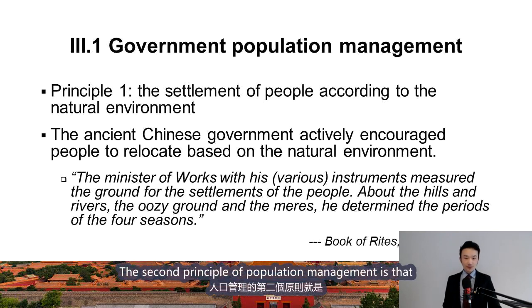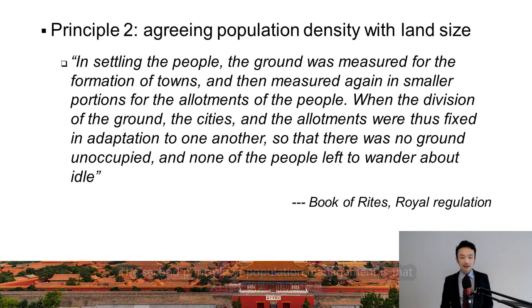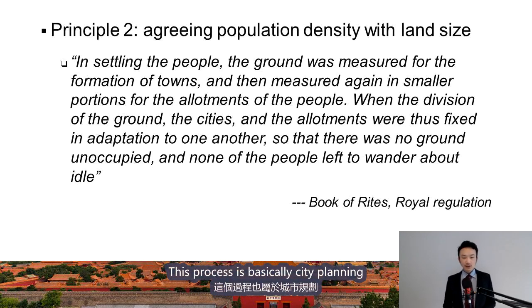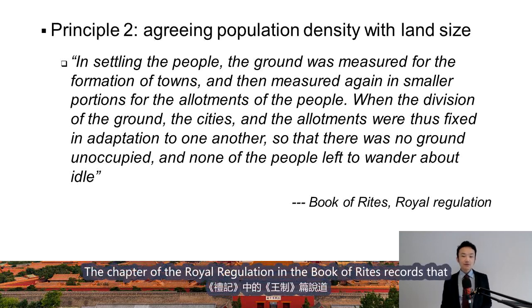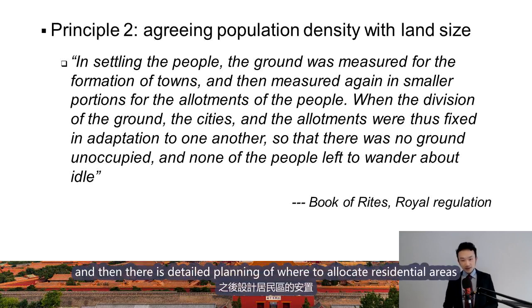Now, the second principle of population management is that population density must agree with the total size of the land. So this process is basically city planning. The chapter of the Royal Regulation in the Book of Rights records that land size is first measured for the formation of towns. And then there is detailed planning of where to allocate residential areas.